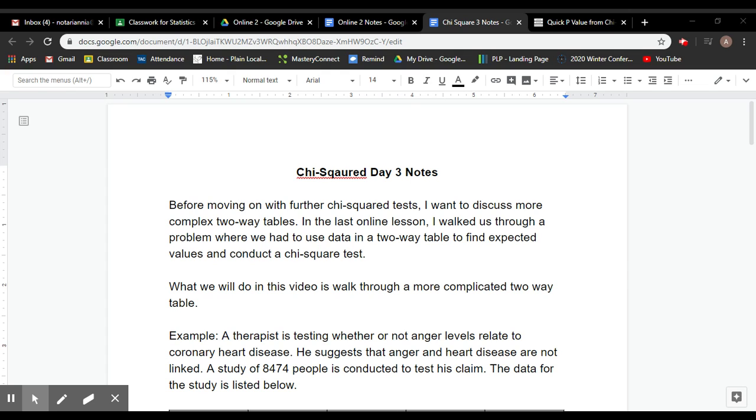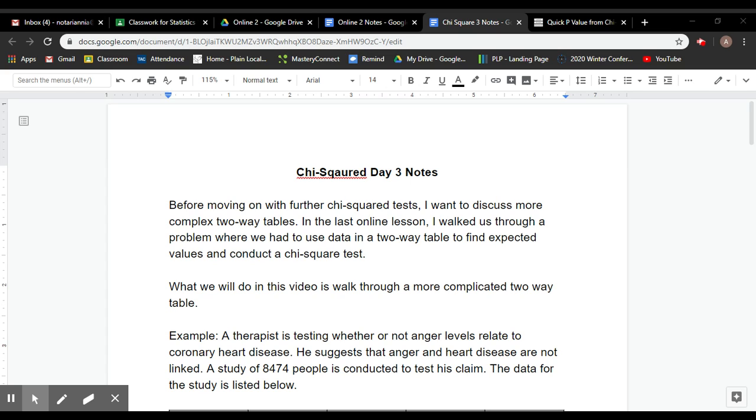All right, so for this lesson, I want to continue on with chi-squared tests when using two-way tables. Last lesson, we used a two-way table to conduct a chi-squared test, and remember we had to turn one of the columns in the table into a percentage column.